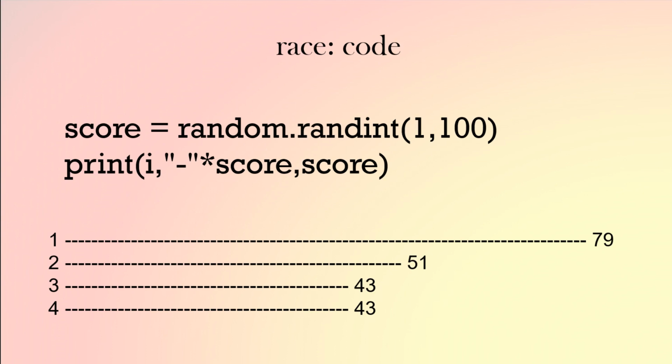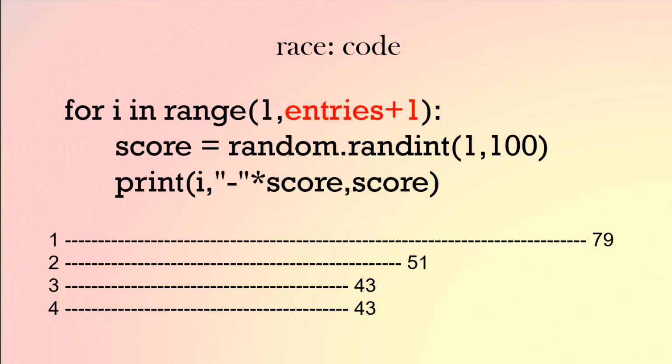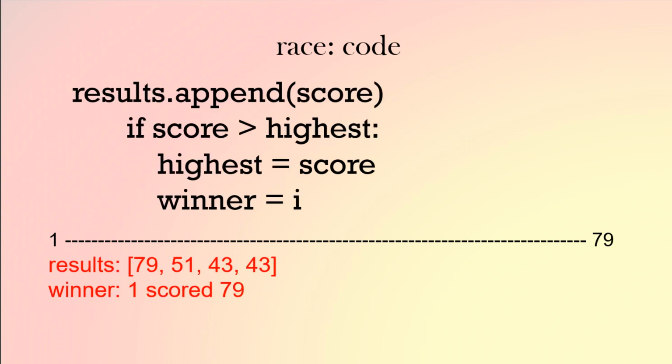Well, we just used random from 1 to 100. The dashes, we just did the dash times the score, which is going to be the number, and then we're just going to print that number. So we've got the runner, if you like, either 1, 2, 3 or 4, the dashes and then the score at the end. We put that in a for loop. If we've got 4 runners, that's 4 entries. We don't include the last number in the range, so we're just going to add 1 to that. So that's our for loop.